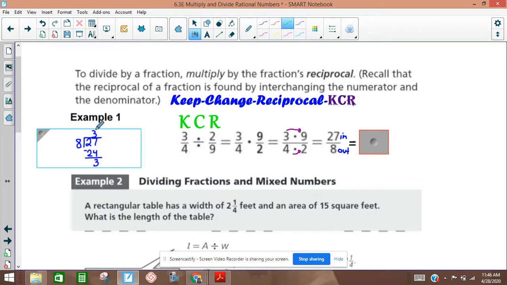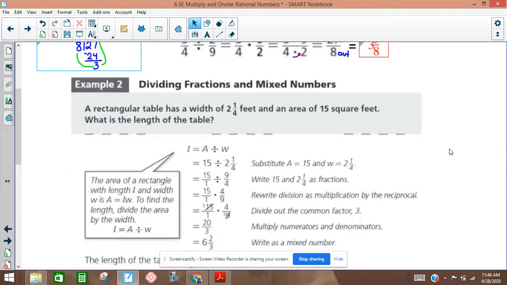So here I show my students to do the little g. The quotient is my whole number, my remainder is my numerator, and my divisor is my denominator. And that's exactly what we have right here, 3 3/8. So that's when we use the strategy keep change reciprocal when we're dividing two fractions.